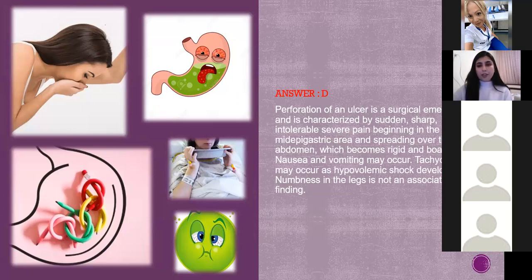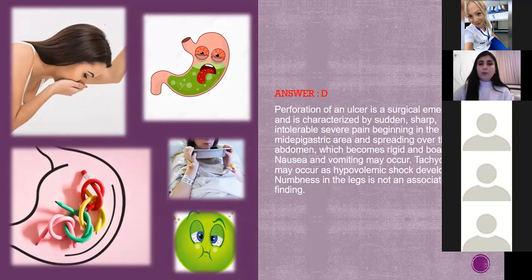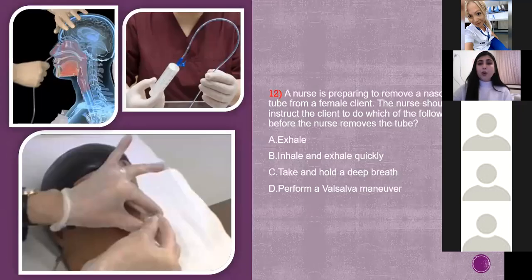The twelfth question. A nurse is preparing to remove a nasogastric tube from a female client. The nurse should instruct the client to do which of the following just before the nurse removes the tube? A. Exhale. B. Inhale and exhale quickly. C. Take and hold a deep breath. D. Perform a Valsalva maneuver.